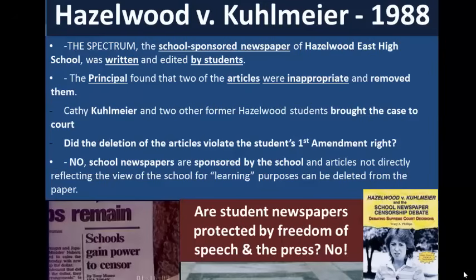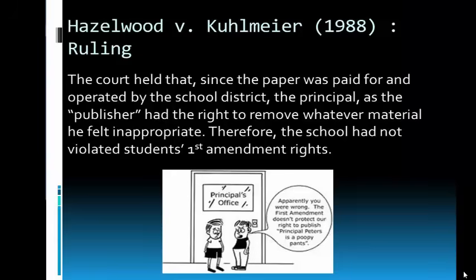The school appealed to the U.S. Supreme Court, which ruled in their favor. The Supreme Court ruled that because the newspaper was sponsored by the school, the principal could take out articles that would be damaging to the reputation of the students and the school.